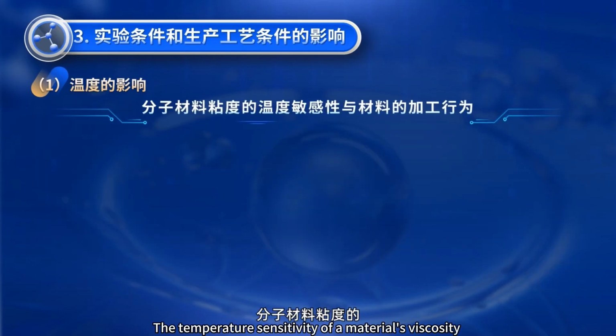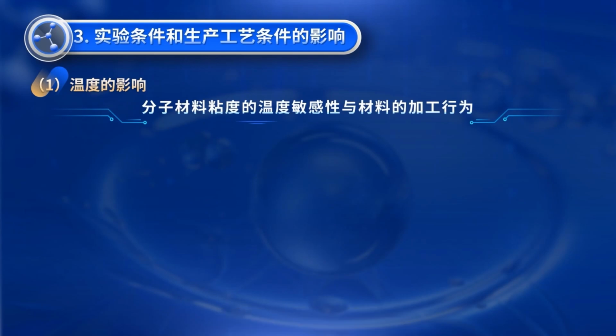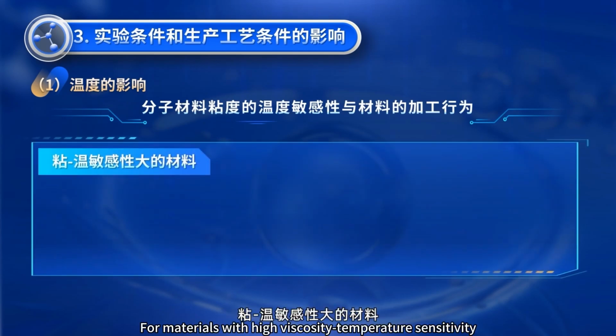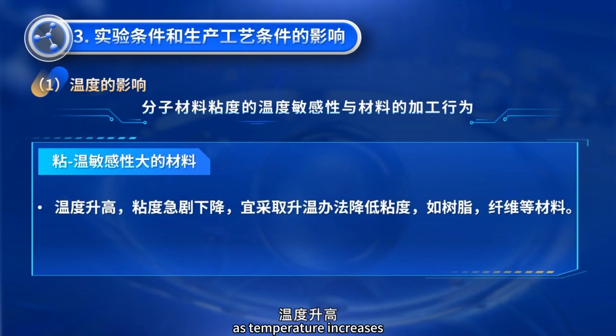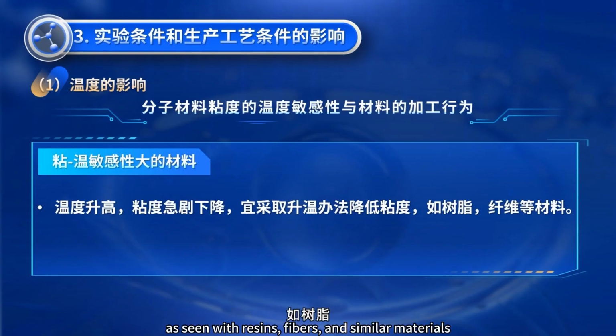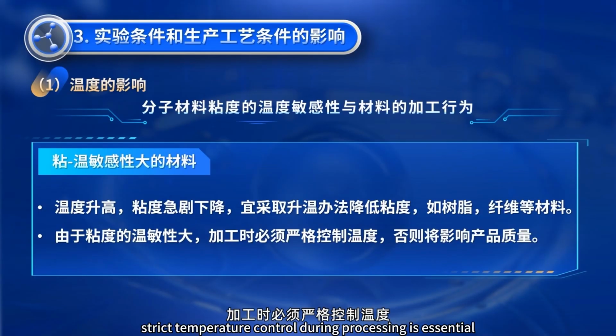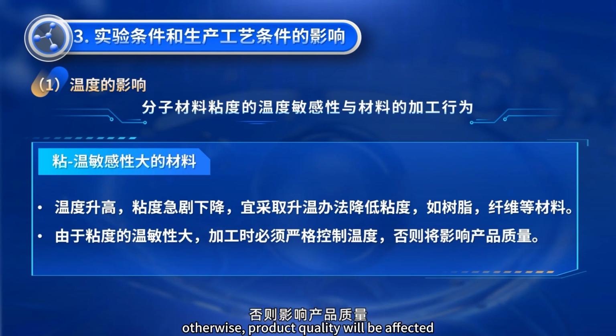The temperature sensitivity of a material's viscosity relates to its processing behavior. For materials with high viscosity temperature sensitivity, as temperature increases, viscosity drops sharply. Thus, raising the temperature is used to lower viscosity, as seen with resins, fibers, and similar materials. On the other hand, due to the high temperature sensitivity, strict temperature control during processing is essential. Otherwise, product quality will be affected.